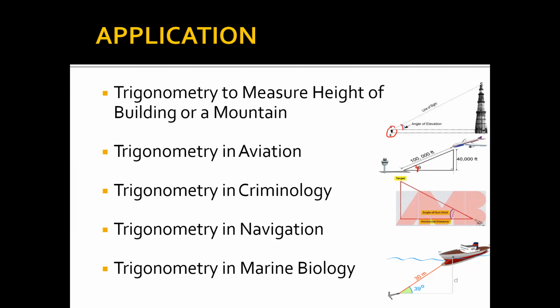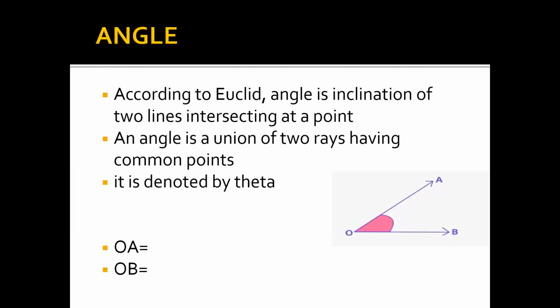Okay, so let's understand what an angle is. To understand trigonometry, the first thing that comes is the angle. It is very important to understand what an angle is. There was a mathematician whose name was Euclid, and according to Euclid, an angle is the inclination of two lines intersecting at a point. And we can define it in a different way also. An angle is a union of two rays having a common point.